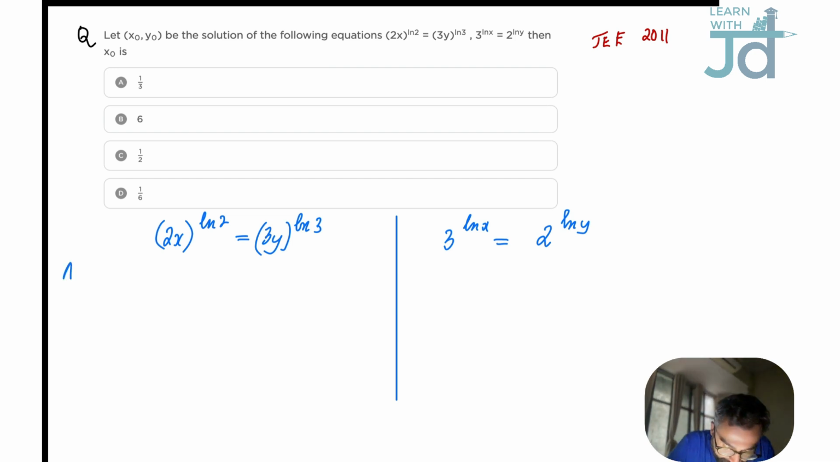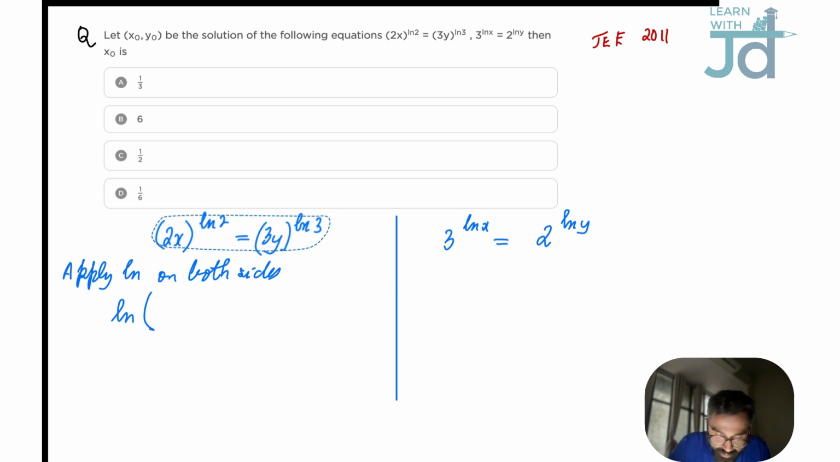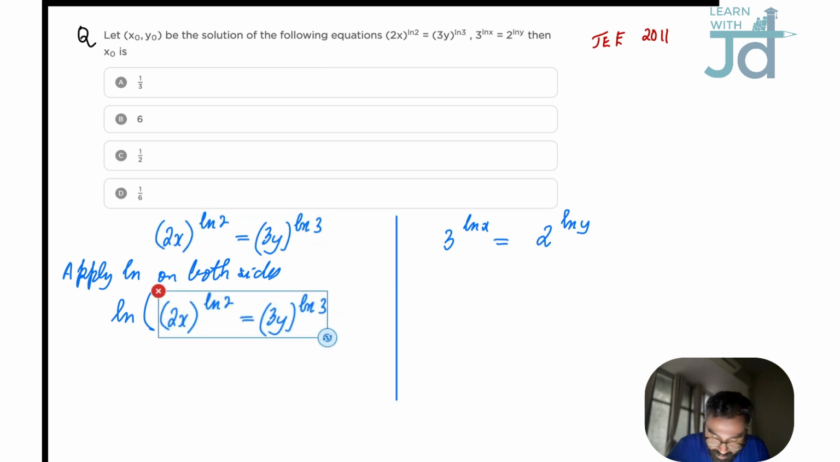Okay, so apply ln on both sides. So what do you get when you apply ln on both sides? Ln this whole thing. So I'm applying ln on both sides.